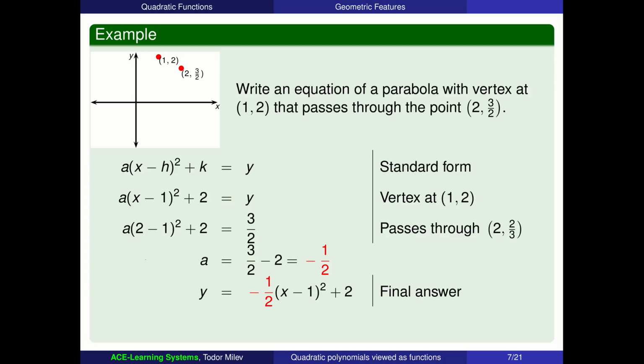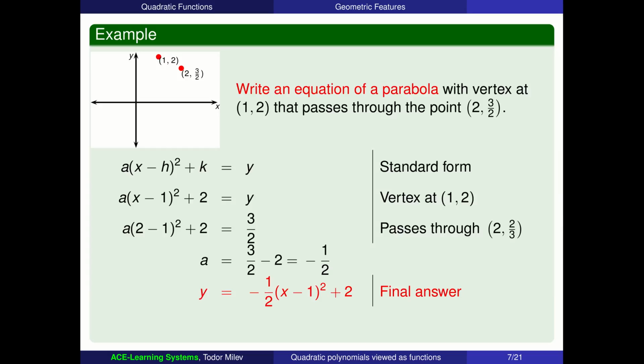So the standard form of my parabola is y equal to negative 1/2, that's a, times x minus 1 squared, so 1 is the number h, plus 2. So we have written an equation of a parabola in standard form.